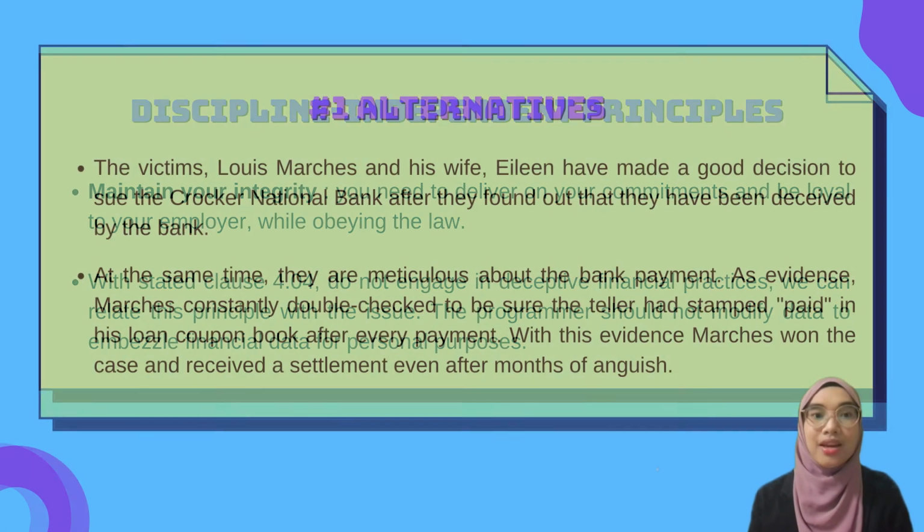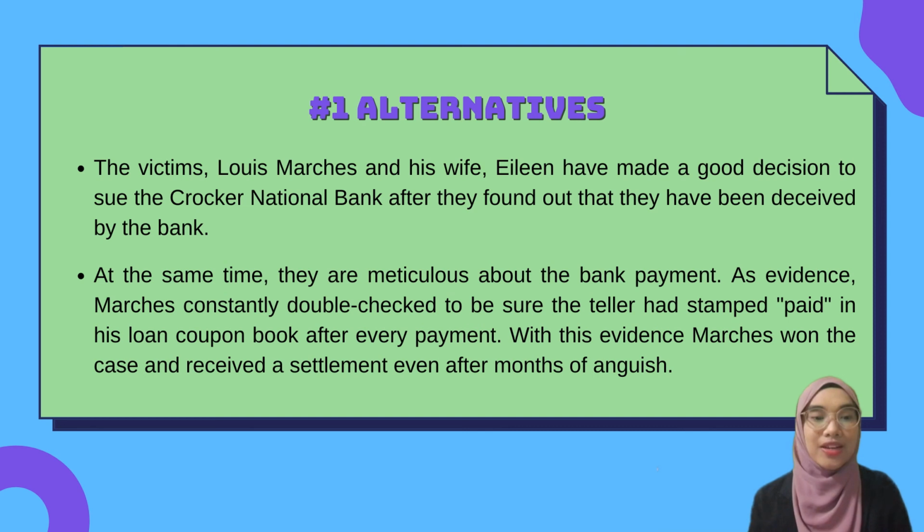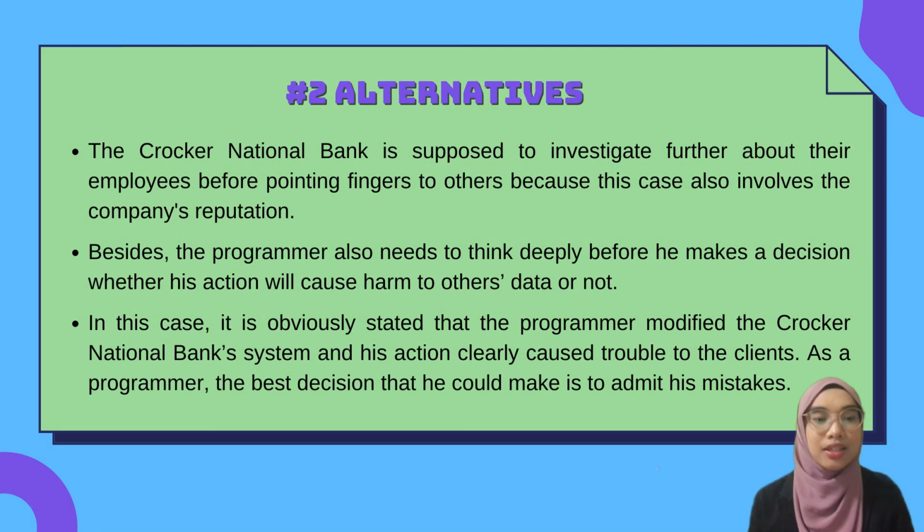For the alternative, the victims, Wes Marshall and his wife, Ellen, have made a good decision to sue the Crocker National Bank after they found out that they have been deceived by the bank. Next, the Crocker National Bank is supposed to investigate further about their employees before pointing fingers to others, because this case also involves the company reputation.